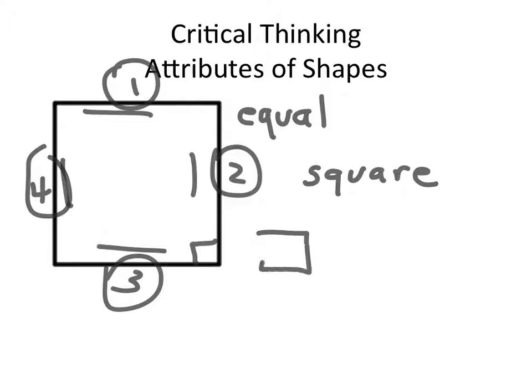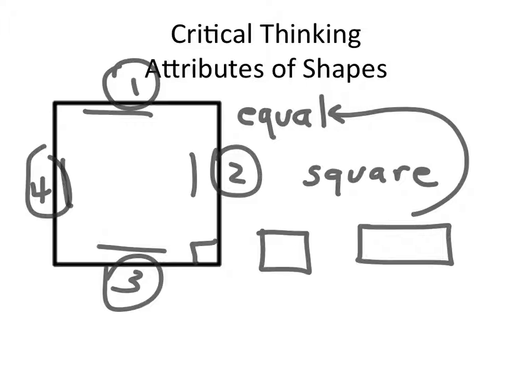So a square is a rectangle, but a rectangle is not a square because it does not have 4 equal sides. This gets students thinking critically. It lets them apply what they're learning. It lets them transfer that learning and express their learning in different ways. This is very important.